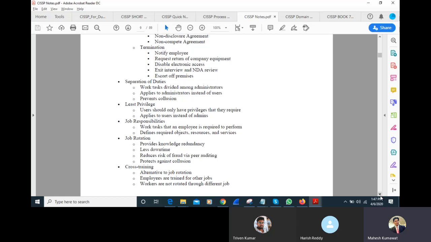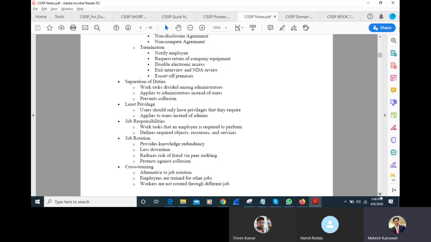Separation of duties means that if we have two administrators, we can divide the tasks at the same time. It applies to administrators instead of users. It prevents collusion. Least privilege: users should only have privileges that they require. It applies to users instead of admins. Job responsibilities are work tasks that an employee is required to perform. It defines required objects, resources, and services.